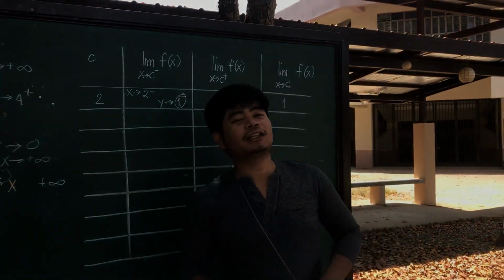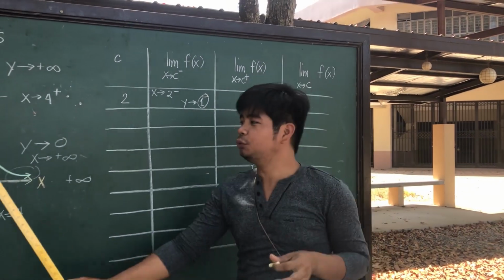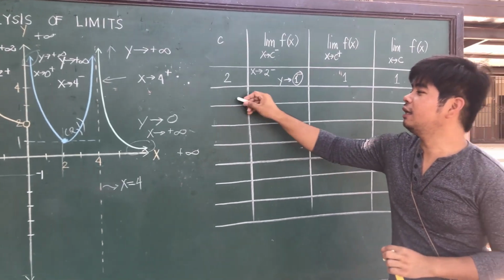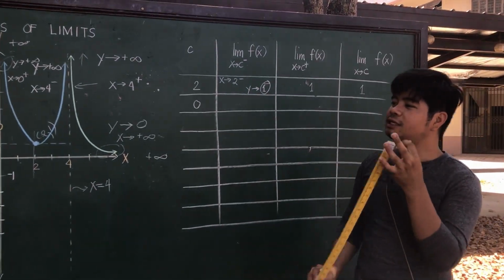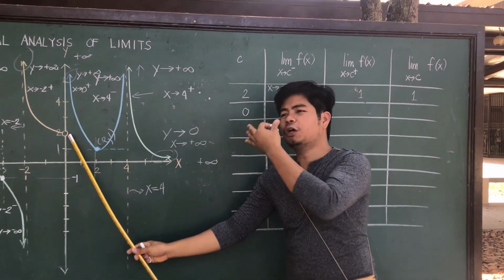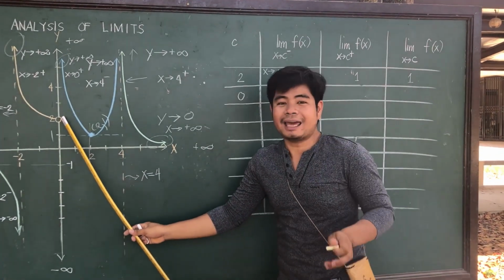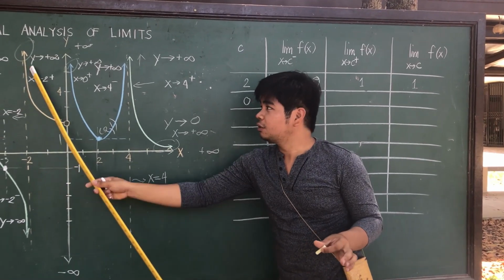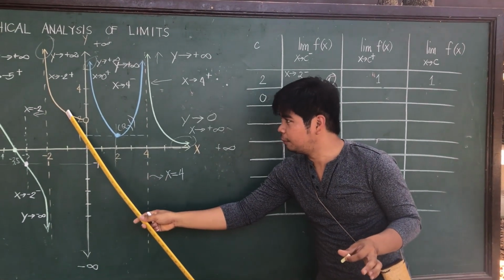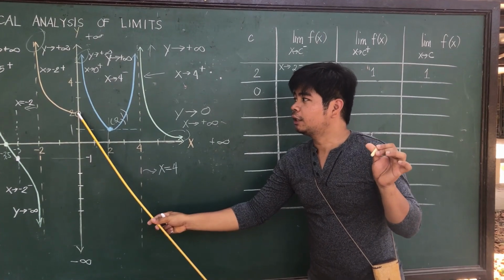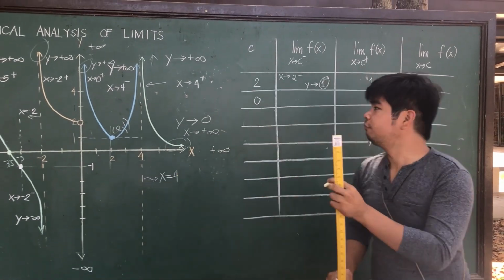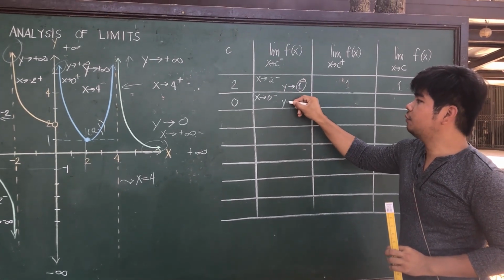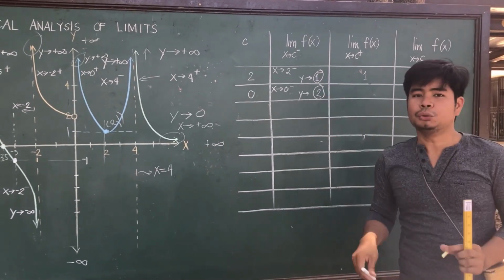Now we will select another number. Here, the number is 0. So let's see, the number is 0. So ano nangyayari sa value ng y? Habang inoobserbahan natin, habang ang x ay nilalapit-lapitan ang 0 from its left, nakikita natin na ang value ng y ay papunta sa 2, right? Therefore, as x approaches 0 from the left, y approaches 2. So the limit is 2.